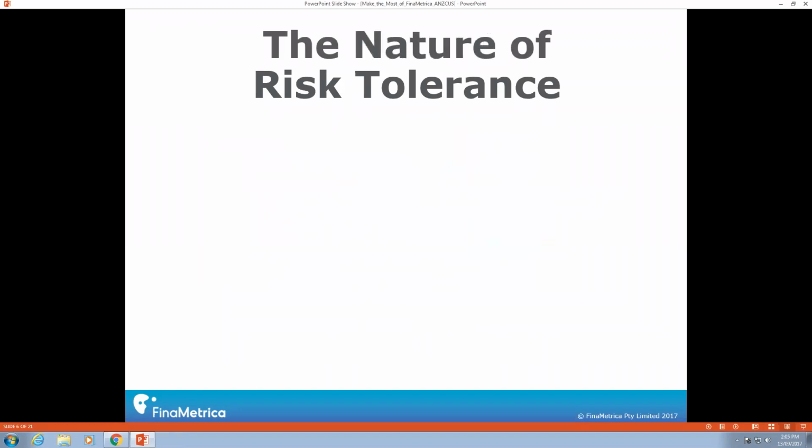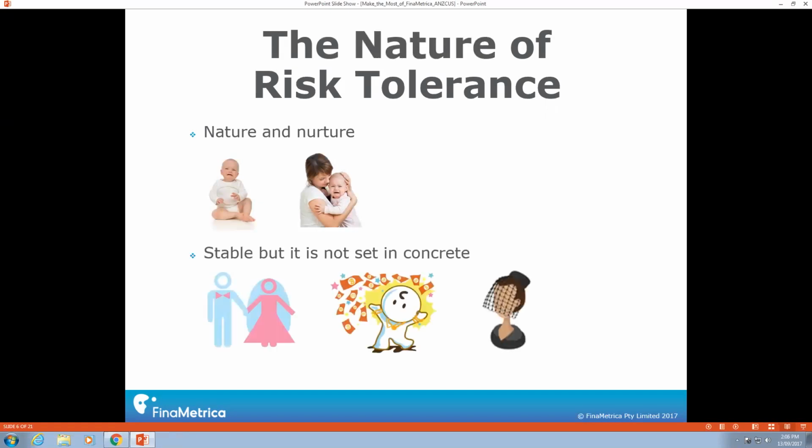Like many human attributes, an individual's risk tolerance is thought to be a combination of nature and nurture. So in psychology, it is classed as a psychological trait, i.e., a relatively enduring way one individual differs from another. So risk tolerance is generally stable, but not set in concrete.